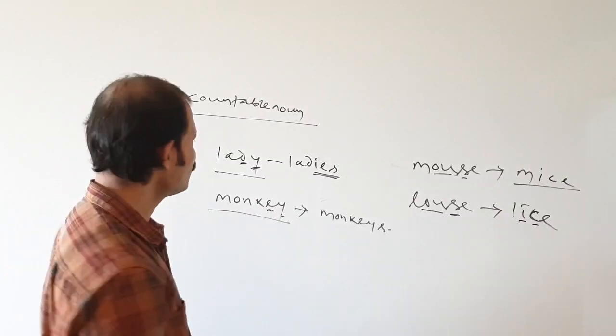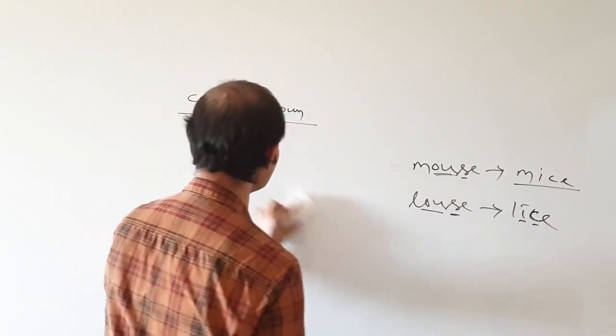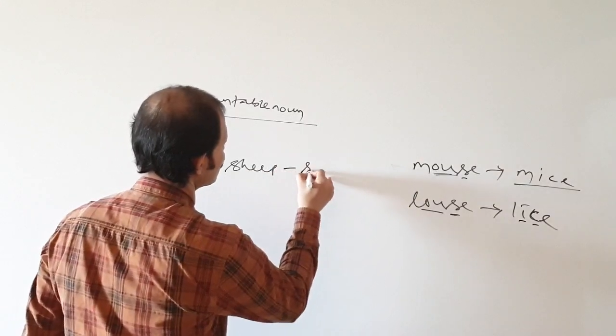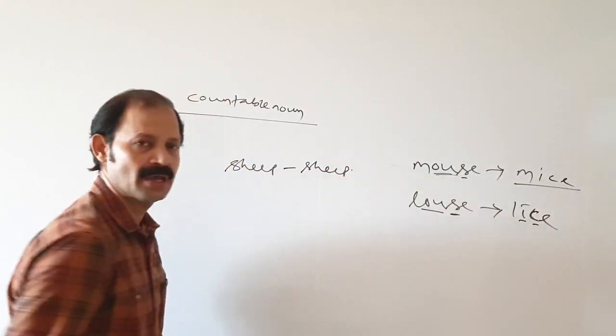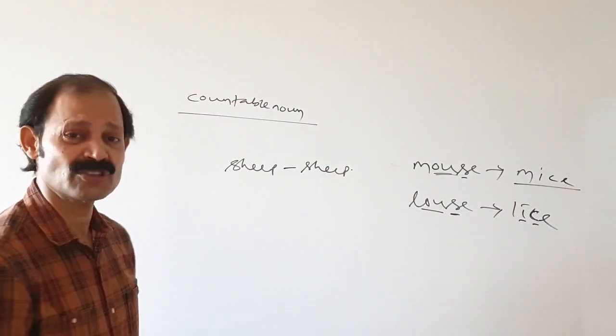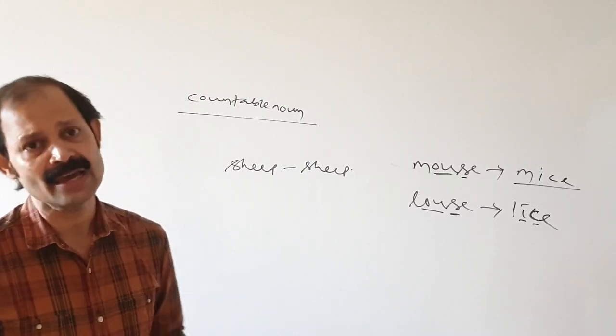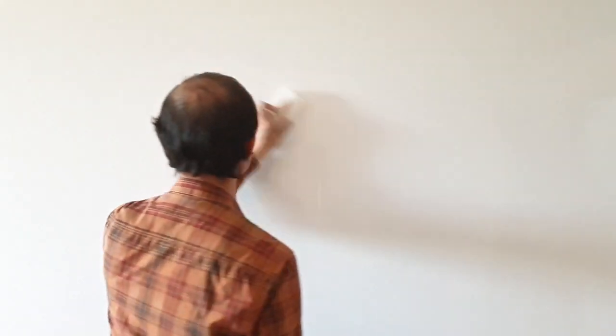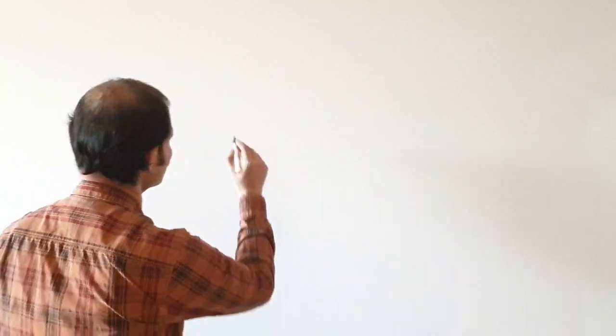Things are clear. Sometimes we get the same word as the plural. For example, suppose sheep, then the plural is also sheep. So sometimes we get the same word in the plural form also. So this is the singular and plural form of a countable noun. Now we have to discuss the words that go before the countable noun. What words actually go before countable nouns? Many different things go, but we have to discuss quantifiers here.